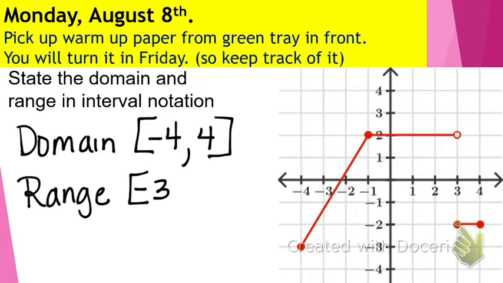Notice that we have a closed and an open. Because we have a closed, we can use a bracket. So notice how it actually hits +2. And there is a closed circle right here. So we're going to use a bracket. So our range is -3 to 2 with a bracket. All right, any questions about that?